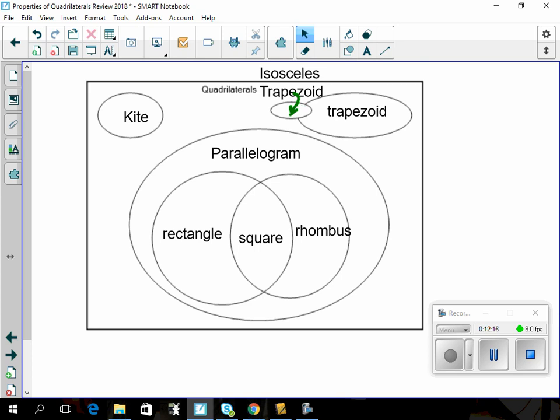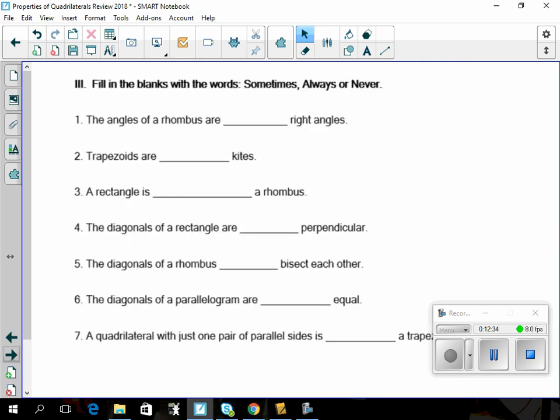So this is the quadrilateral Venn diagram. It shows us the relationships between the things. When circles overlap in a Venn diagram, that means they have things in common. When they're totally separate, they don't have much in common. Okay? All right, go ahead and flip it over.